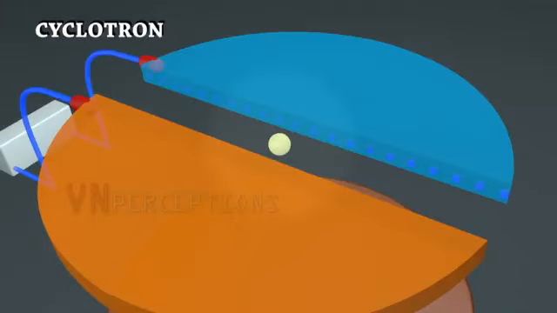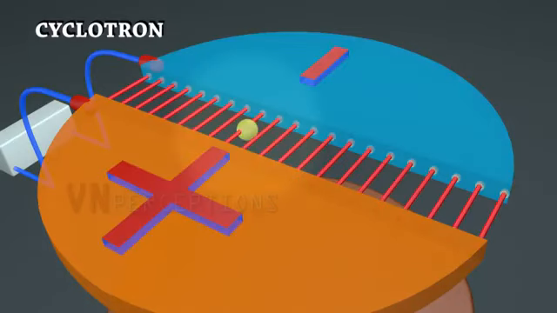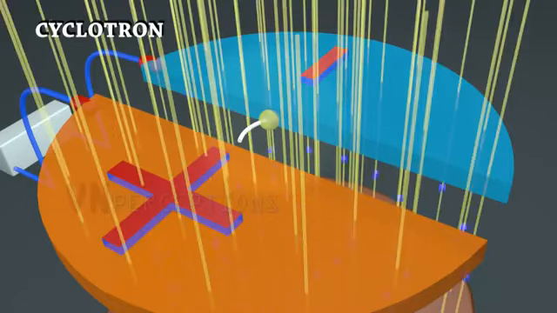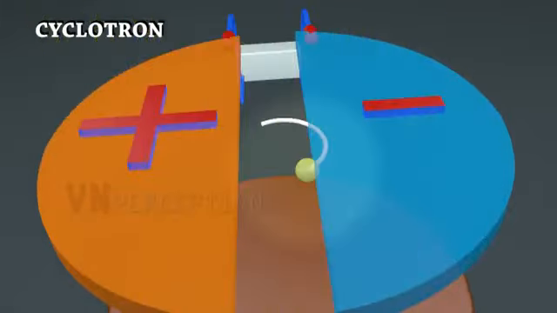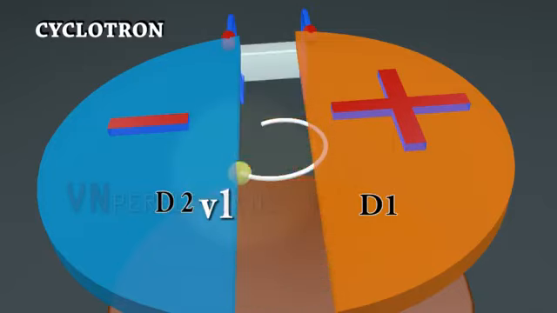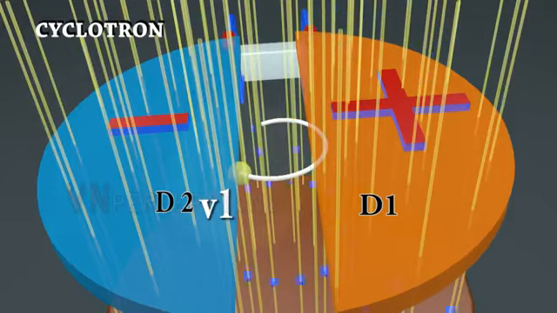When the particle was born, its velocity was 0. When it enters the D, its velocity is v and it is constant, because the magnetic field cannot change the velocity. The oscillator will change the polarity. When it comes out of the D, it again comes under the influence of the electric field. The electric field accelerates the charged particle to v1. When it enters D2, the velocity remains constant.